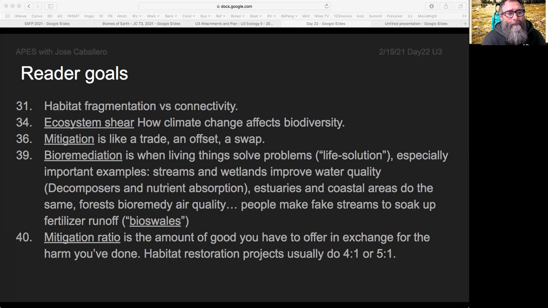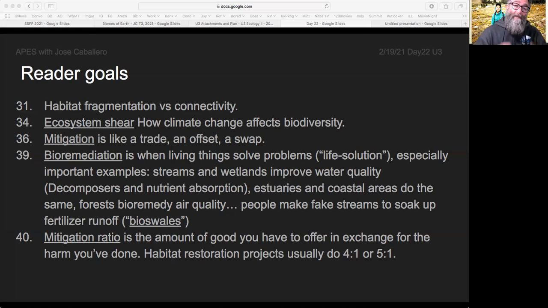Finally, bioremediation, number 39, is when living things solve a problem. The really famous ones are when streams or wetlands fix up water quality. It's kind of magical that you can dump the nastiest water into the top of a wetland and out the bottom comes much cleaner water. There's all these details that we can discuss later. Don't worry, we'll come back to this.